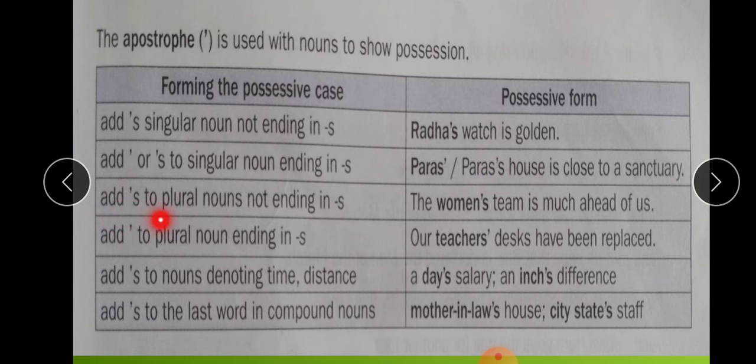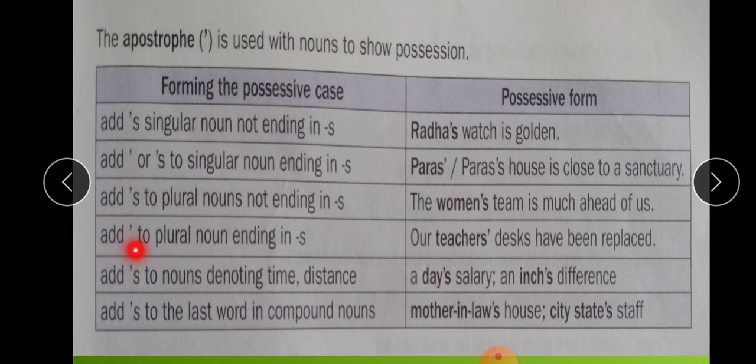Add 's to plural nouns not ending in s. The women's team is much ahead of us. Here, the noun is women, which is plural and it does not end with s. Here, to show the possession, we have written apostrophe and s.